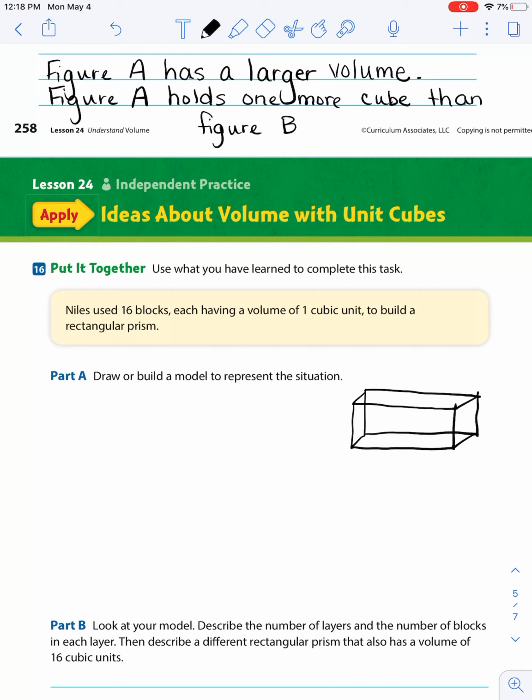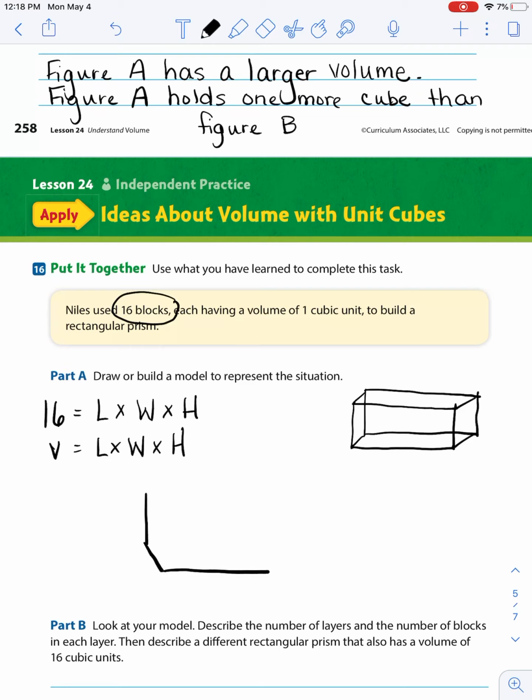Draw or build a model to represent the situation. So here's what you have. You have 16 blocks to work with. Your volume is 16. That's your volume. So they went the opposite direction. They want you to decide what you want your dimensions to be of your shape. Okay? So you can build your own shape now, and you can decide how big you want that to be.